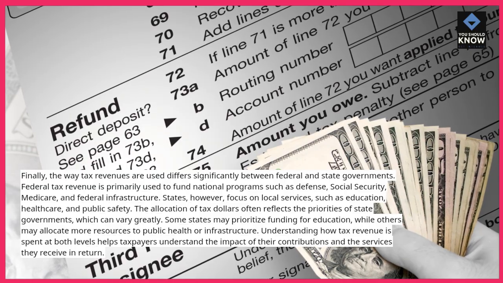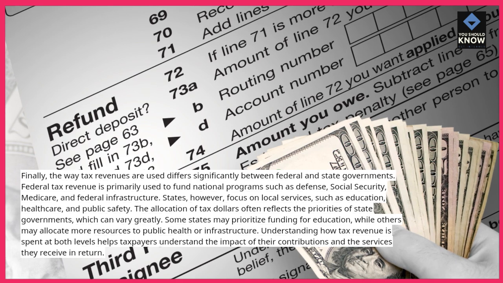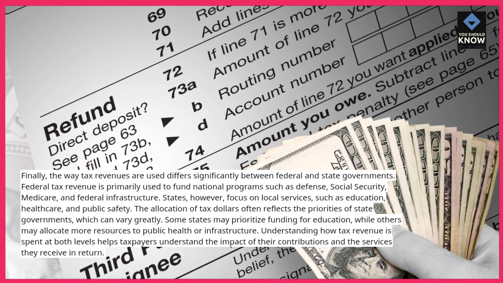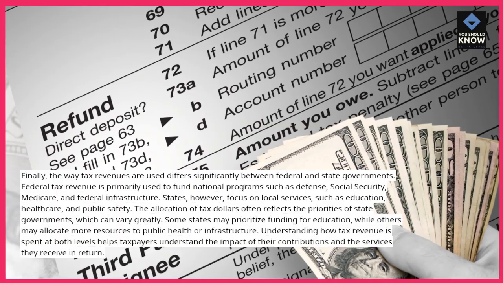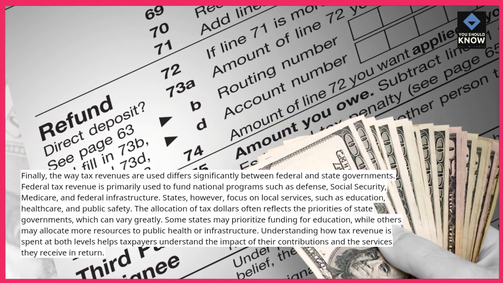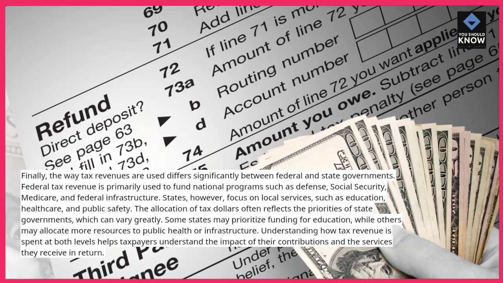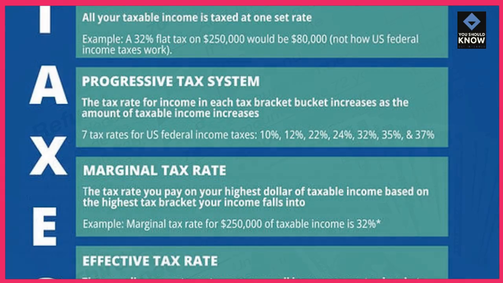The allocation of tax dollars often reflects the priorities of state governments, which can vary greatly. Some states may prioritize funding for education, while others may allocate more resources to public health or infrastructure. Understanding how tax revenue is spent at both levels helps taxpayers understand the impact of their contributions and the services they receive in return.